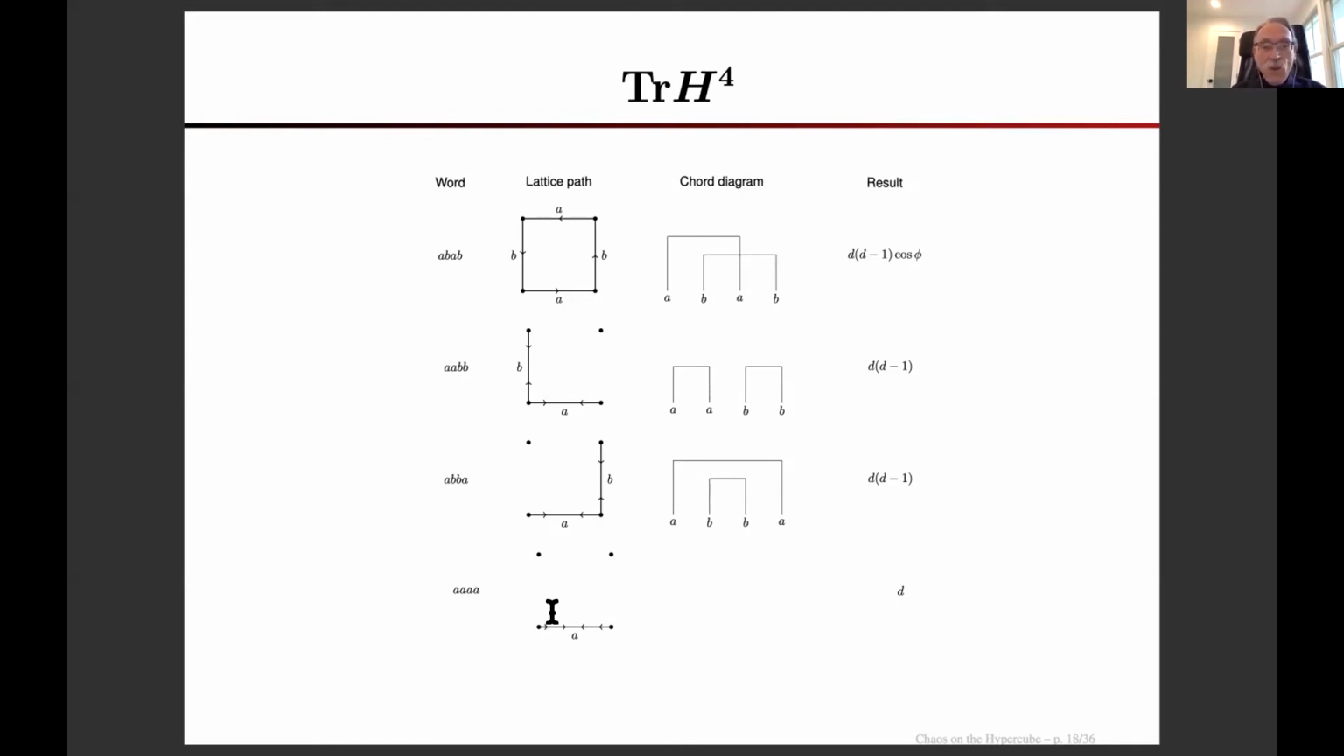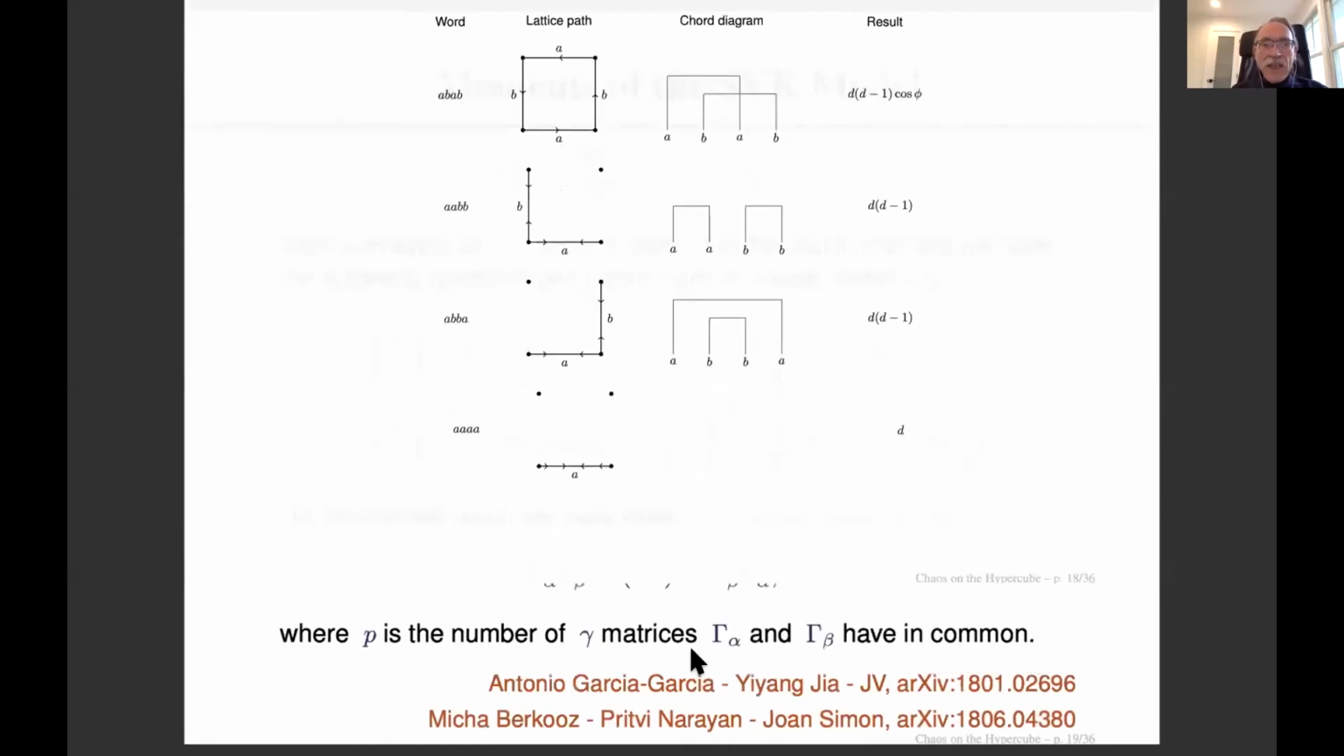There's also one that doesn't have a direction. When you go back and forth twice in the same direction, factor d, it is 1 over d suppressed. It doesn't have a direct correspondence with the chord diagram. However, you can relate it to this diagram because the number will be the same. This is very much similar to how you calculate moments in the SYK model.